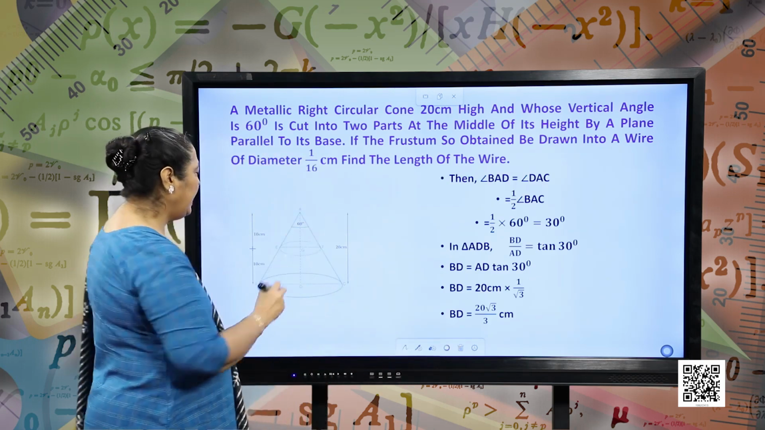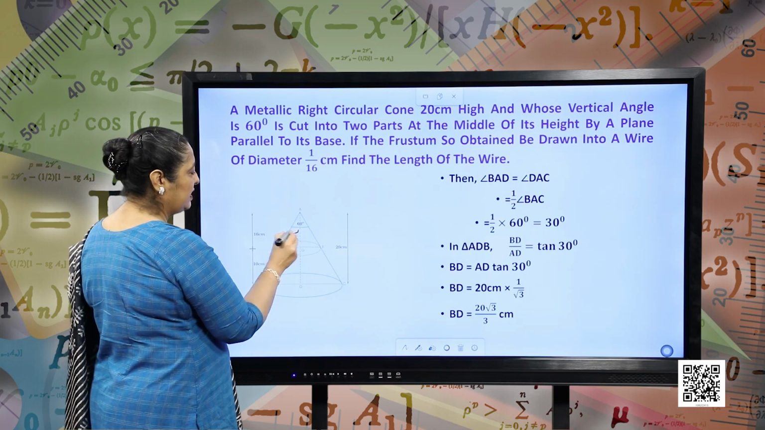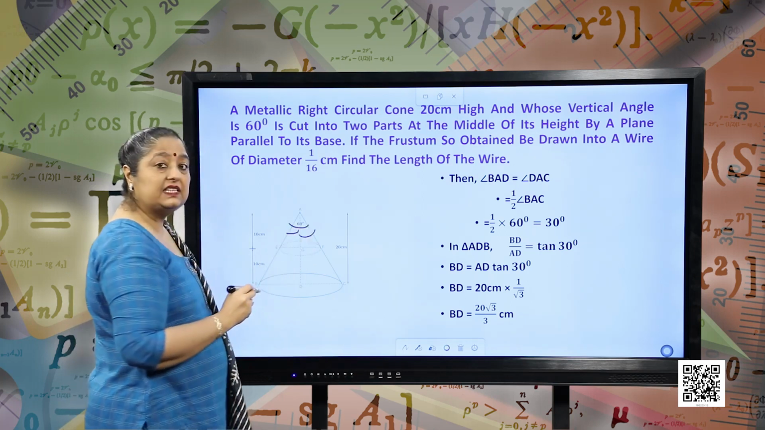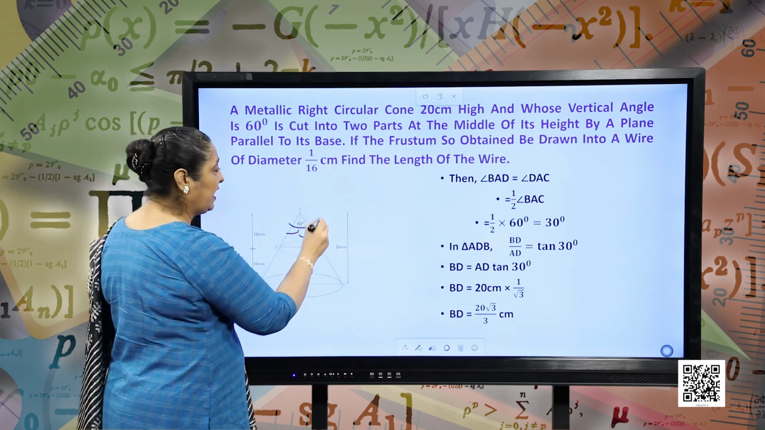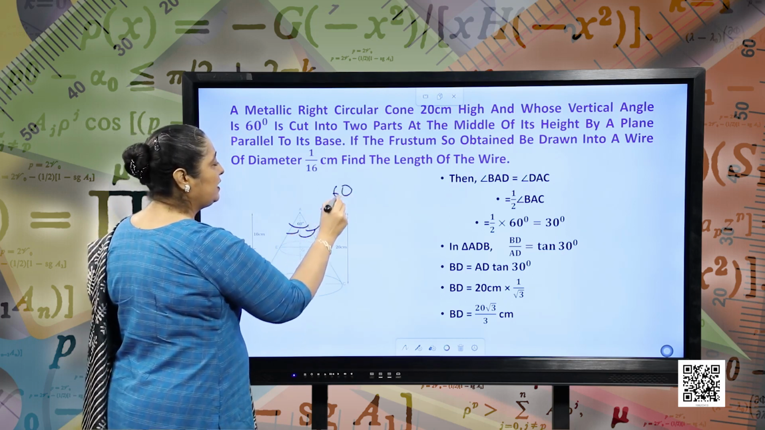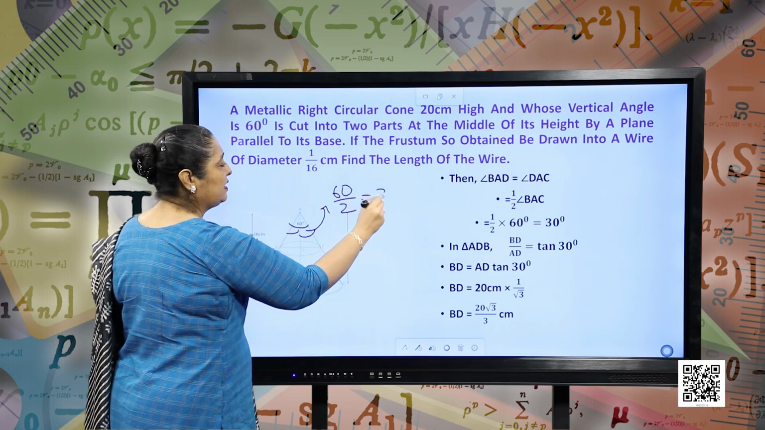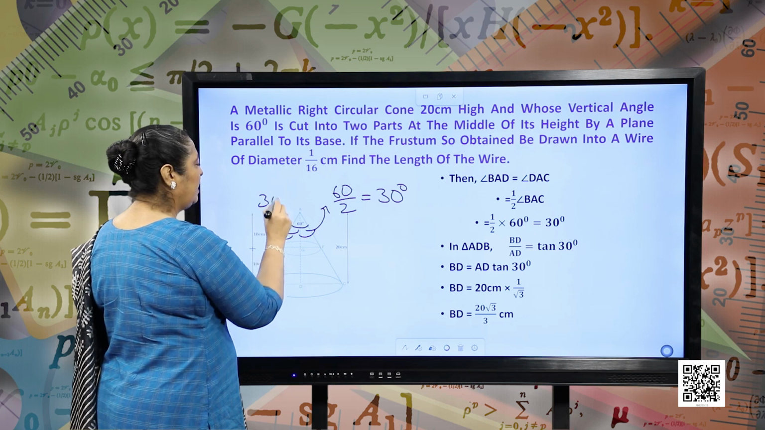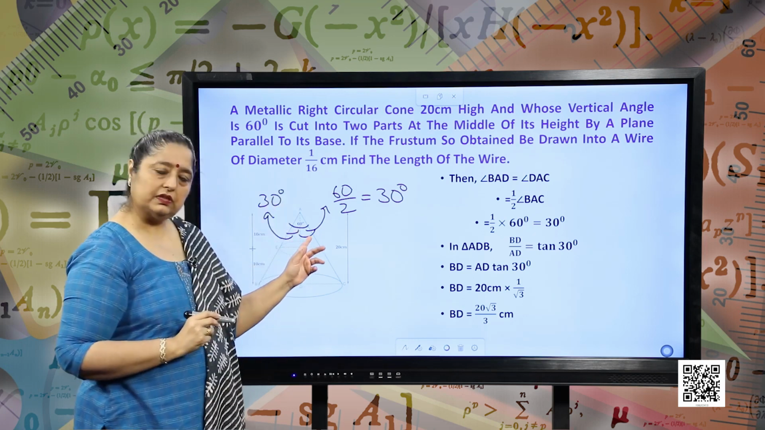Then angle BAD, we have seen this angle is equal to this angle, and we know this complete angle is 60 degree. So, each of this angle will be 60 divided by 2. What is this? This is 30 degree. So, this angle is also 30 degree and this angle is also 30 degree.